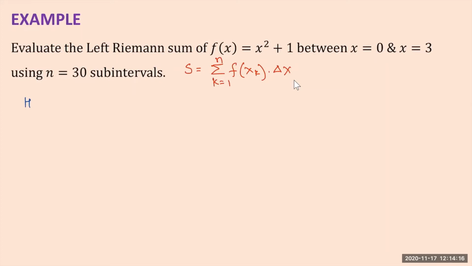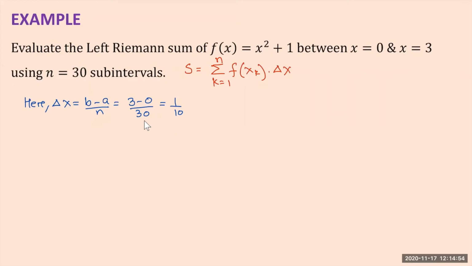Delta x is the size of each interval. So the interval is from 0 up to 3, and that is divided into 30 subintervals. Whenever you want to find delta x, it will be b minus a divided by n. So in this case, it is 3 minus 0 divided by 30. Because we want to divide this interval from 0 through 3, the total distance from 0 to 3 is 3 minus 0, and that is divided into 30 equal parts, so we divide by 30. So that is equal to 1 over 10. That is delta x. So we got delta x.